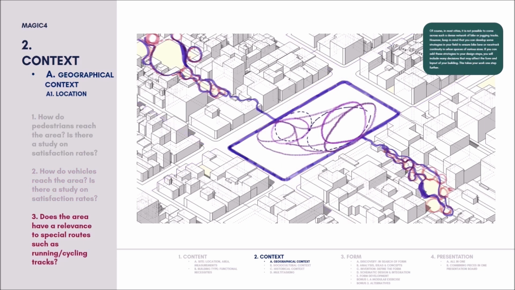A1. Location. Question 3. Does the area have a relevance to special routes such as running or cycling tracks? Of course, in most cities, it is not possible to come across such a dense network of bike or jogging tracks. However, keep in mind that you can develop some strategies in your field to ensure bike lane or racetrack continuity in urban spaces of various sizes.